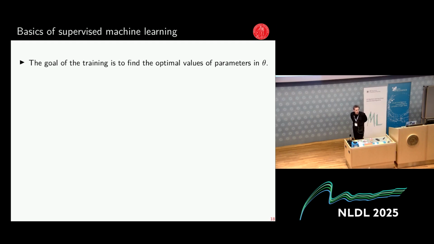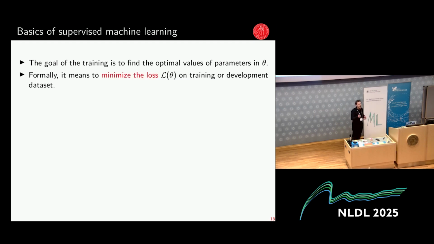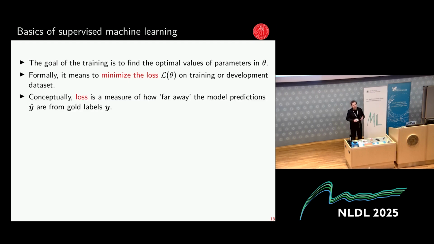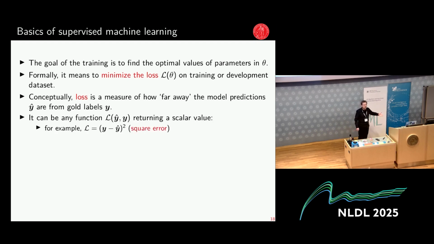Right. So again, for like an intermediate summary, supervised machine learning, we want to find the optimal values of the parameters of the model, right? To find the optimal theta. And we are doing this by minimizing the loss while we are training. And the loss, again, without going into much detail, is basically just a measure of how far away the model predictions are from the correct predictions.